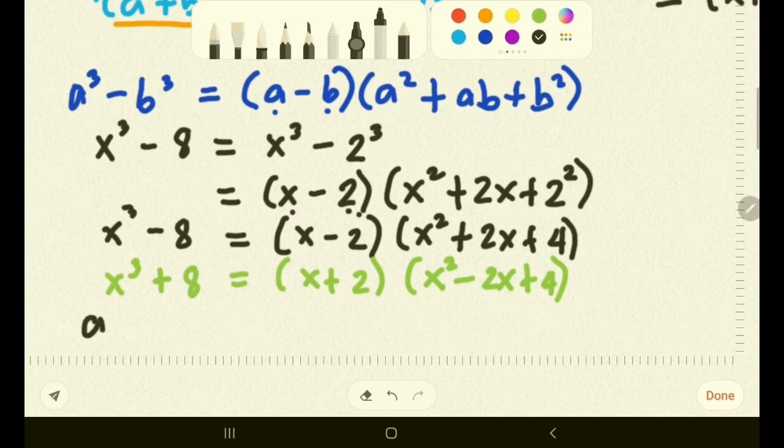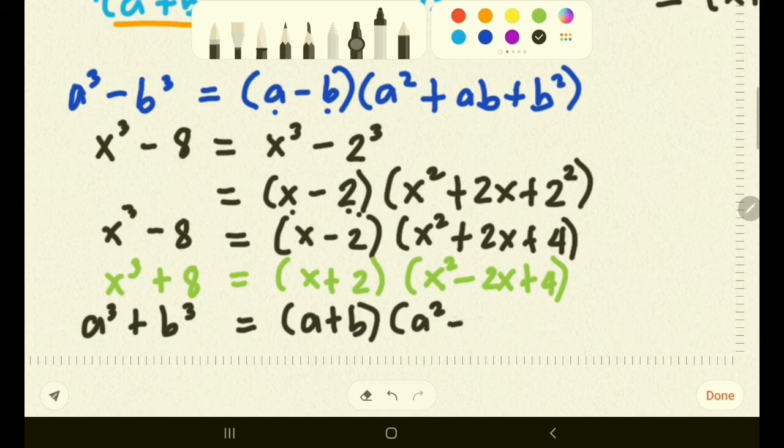For the sum, a cubed plus b cubed, that is the sum of a and b, and then times the quantity of a squared minus ab plus b squared. Okay, so they differ on the sign of your binomial factor, and then the second term also of the trinomial factor. Okay?